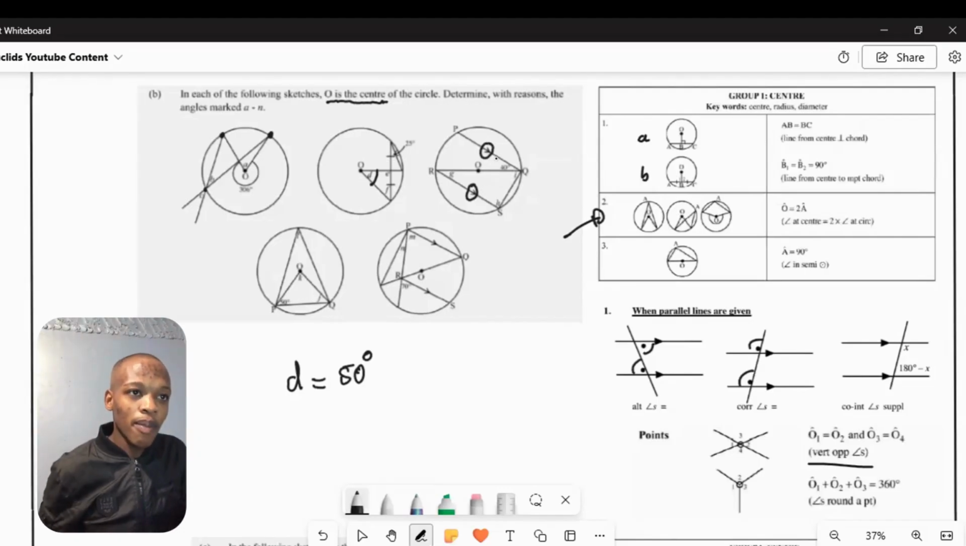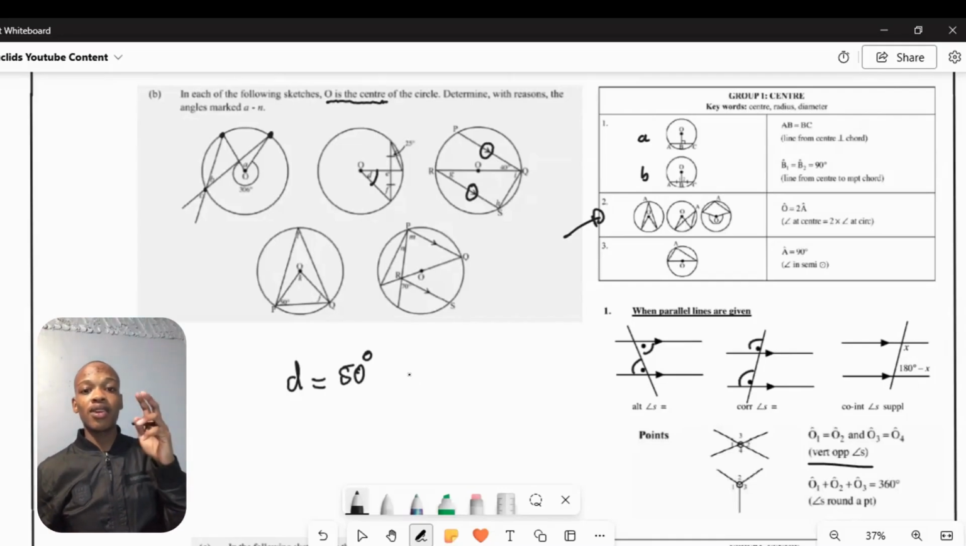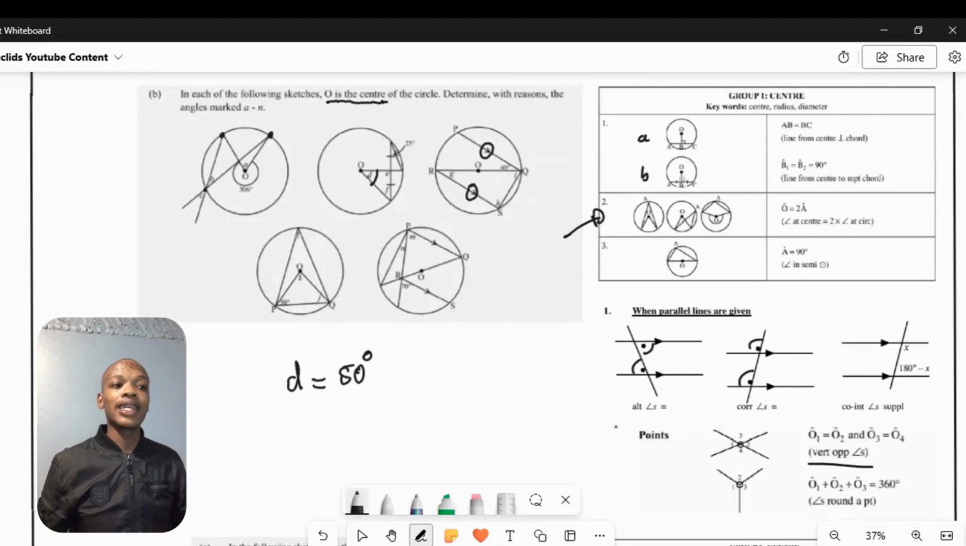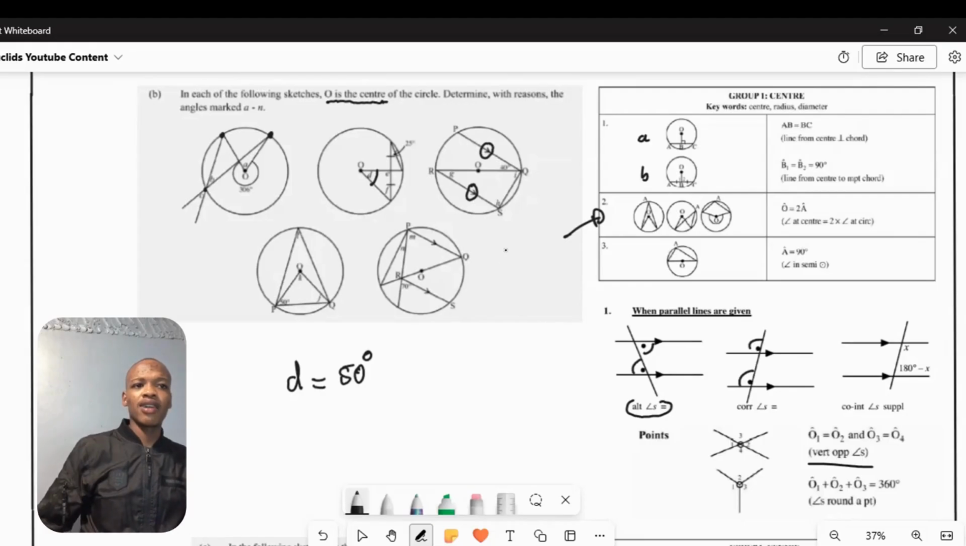We look here, and we have 40, which means G is 40. The reason behind it is alternate angles. There is the reasoning behind it. Now you know, so I don't even have to write it for you.